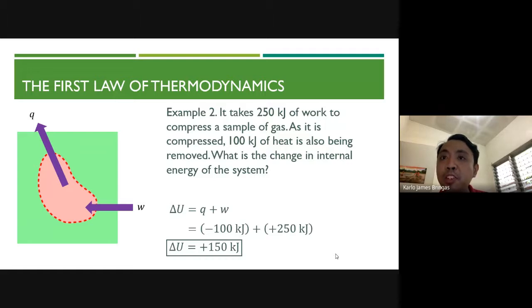So our answers are all correct. The answer here should be positive 150 kilojoule. So nice job on you guys for getting the correct answer for this one.